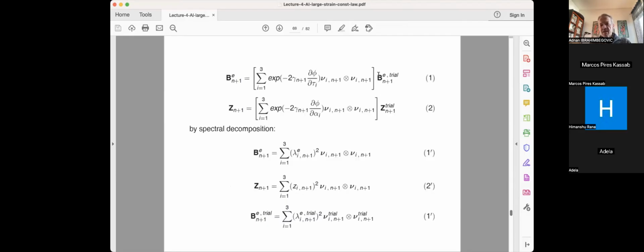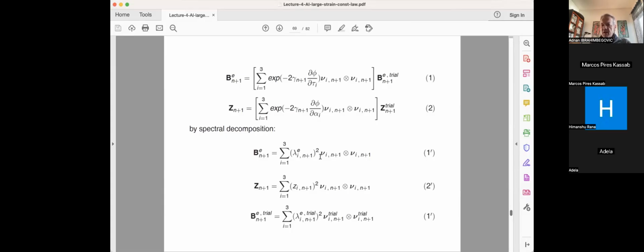And I can say that the exponential approximation to this evolution equation would give you that B_{n+1} at the current iteration is equal to exponential minus 2 gamma n plus 1 d phi d tau I multiplied by this spectral decomposition n_I at n plus 1 and n_I at n plus 1. So it times B_{n+1} trial that I just computed. Similar thing is also for the back strain, where I have n plus 1 is equal to sum from I from 1 to 3 exponential minus 2 gamma n plus 1 d phi d alpha I and I to n_I times the n plus 1 trial.